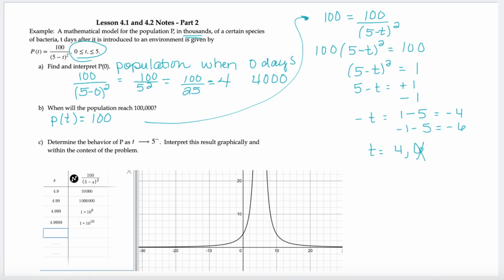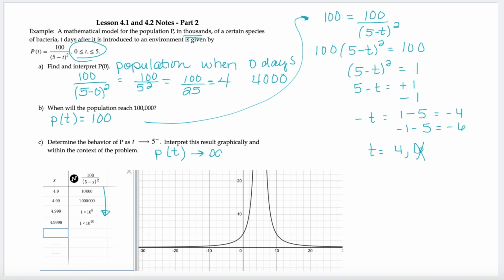Part C is asking us to determine the behavior of our function as t is approaching 5 from the left-hand side. So I've chosen values that are approaching 5 from the smaller side of 5. So 4.9, 4.999, etc. So as t is approaching 5 from the left-hand side, P of t is approaching infinity. As we can see, our numbers are getting larger and larger.